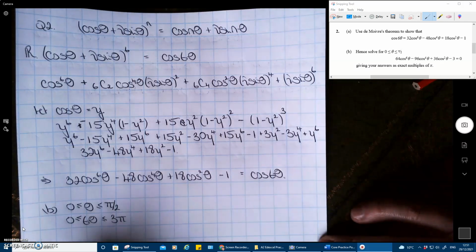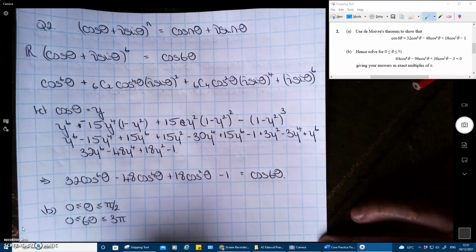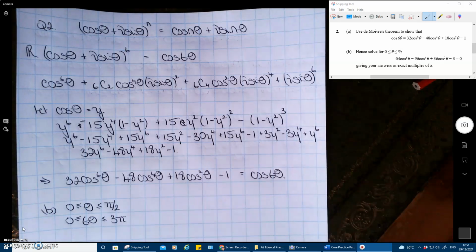So theta is pi by 18, 5 pi by 18, and 7 pi by 18. And complete.